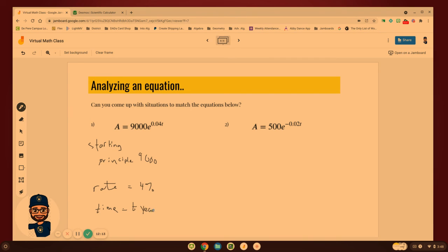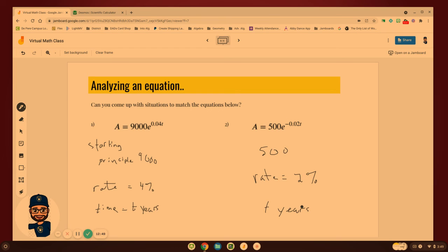So we could make up some story problem. Mr. Goodacre has $9,000 in an account where he's going to be earning 4% interest compounded continuously for T years. And we could do the same thing on number 2: $500 for a principal where the rate is 2% over T years, so that we can plug in a value to see how much that would be worth after T years.